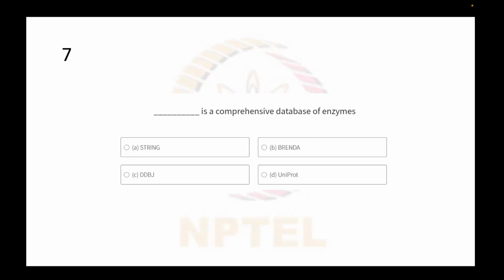So what is a comprehensive database of enzymes? Whether STRING is a comprehensive database of enzymes, BRENDA is a comprehensive database of enzymes, DDBJ or UniProt.